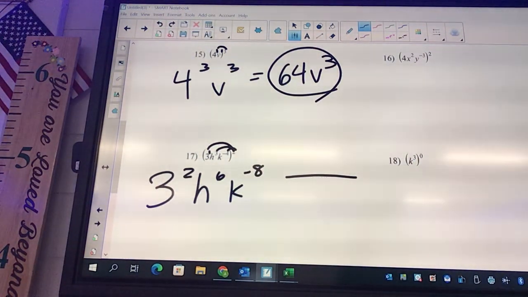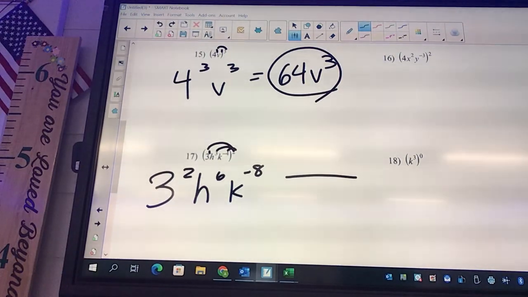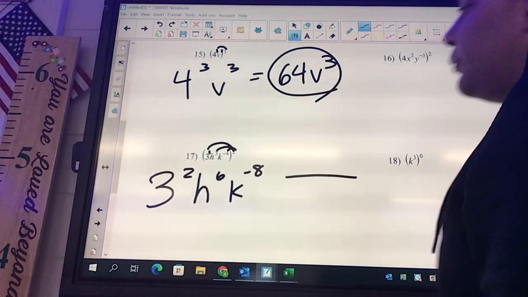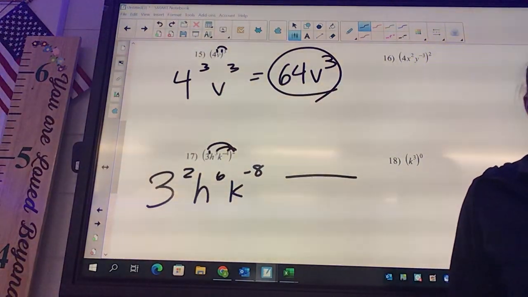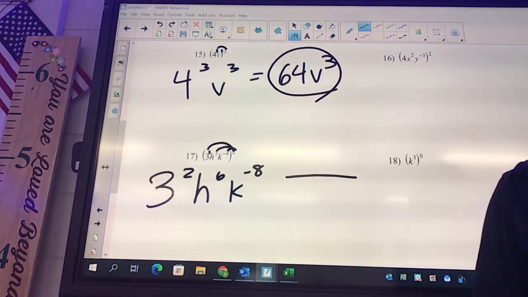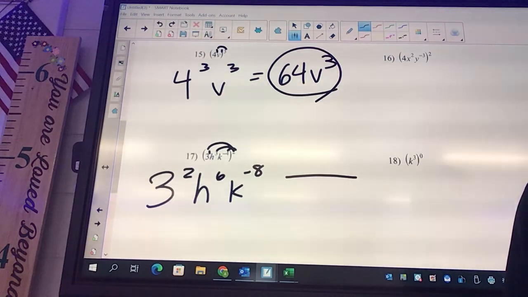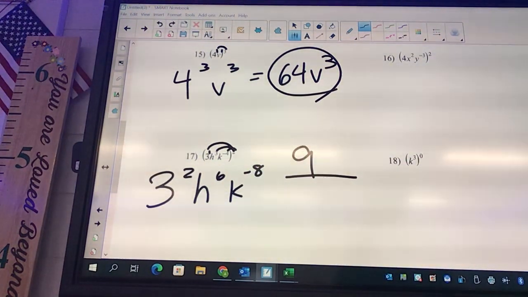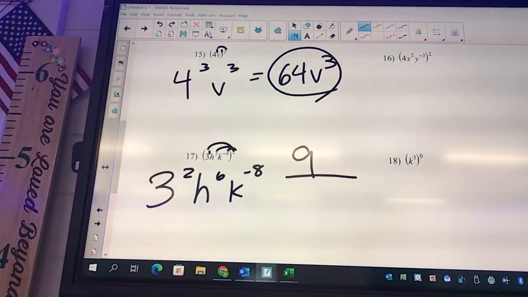Okay, now you can do this all in one step if you want to, or you can do it in 2 steps. Okay? The 3 squared, where is it going to go? Top or bottom? Top. And what is 3 squared? 9. And that's what I meant. You could write them all and put them in their spots and then do 3 squared, or you can do it all in one step. That's totally up to you.